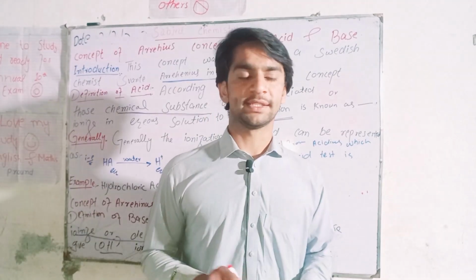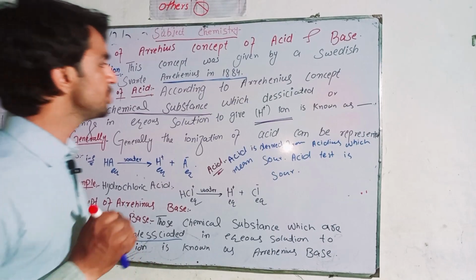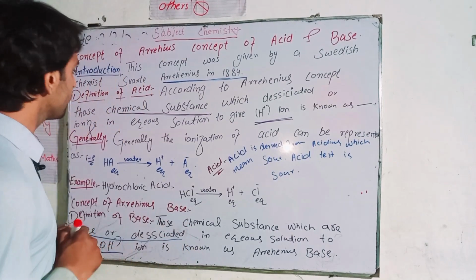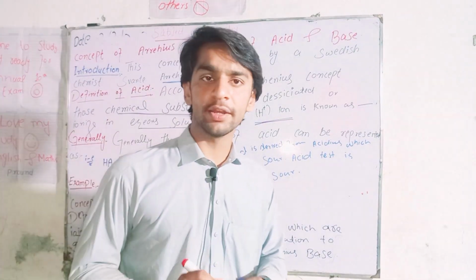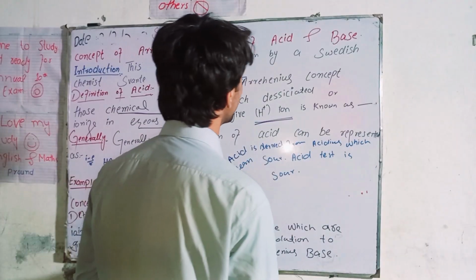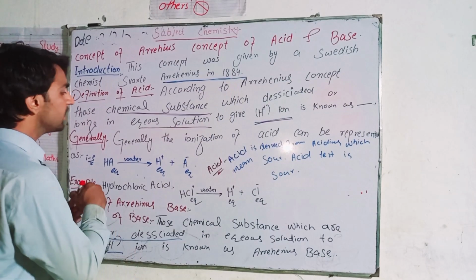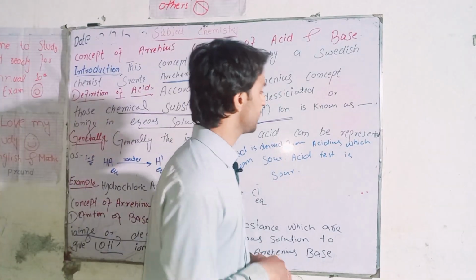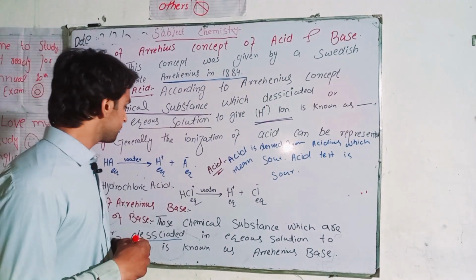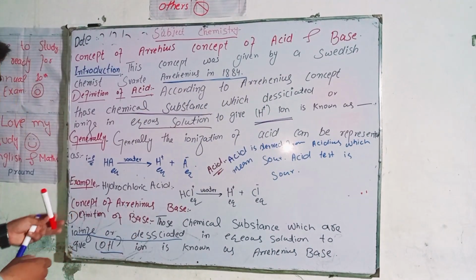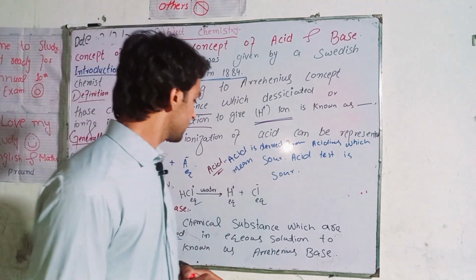Acids have a sour taste. Definition of acid according to the Arrhenius concept: those chemical substances which dissociate or ionize in aqueous solution. What is meant by aqueous solution? A solution in which the solvent is water is called an aqueous solution. To give hydrogen plus ion is known as an Arrhenius acid. Generally, the ionization of an acid can be represented as HA giving H plus and A minus. Example of an acid: hydrochloric acid, HCl giving H plus and Cl minus.